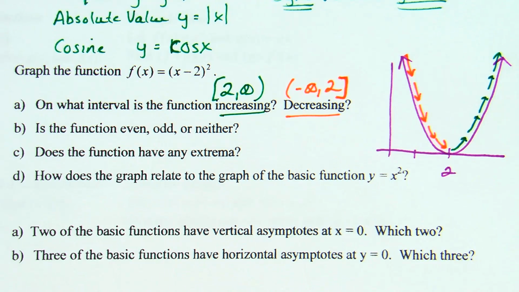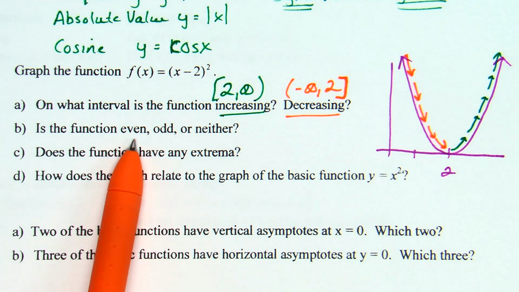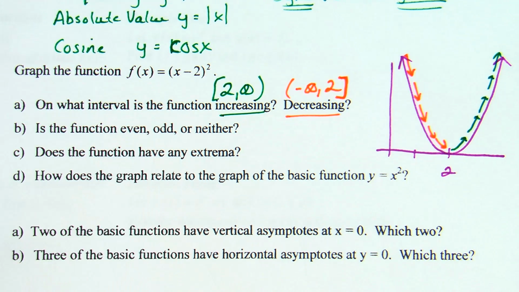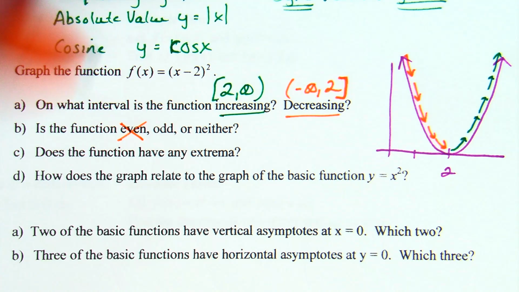Okay, is the function even, odd, or neither? Why is it not even? If it was even, it would be symmetric across the y-axis. This is not symmetric across the y-axis, is it? It would be if it was centered, but it's been moved. So it's not even.